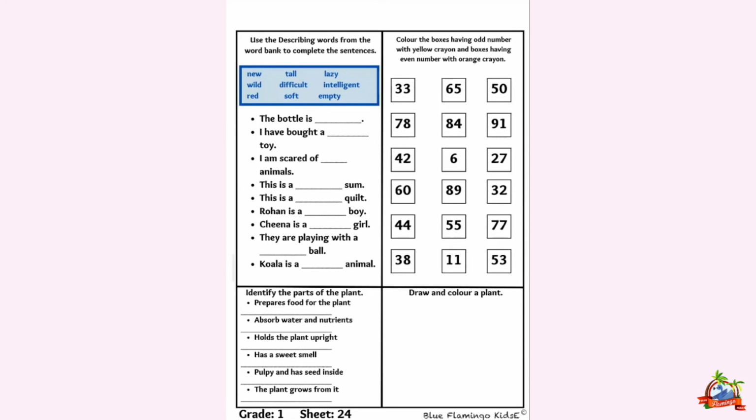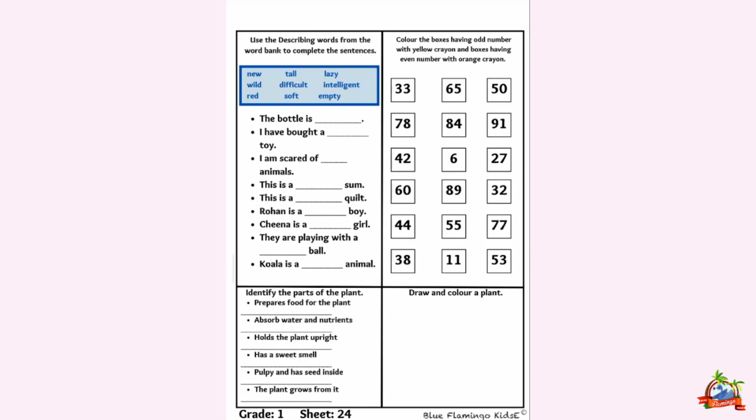The third one, holds the plant upright. प्लांट को स्ट्रेट खड़ा रखने में क्या हेल्प करता है? Holds the plant upright. स्टेम. Yes, stem holds the plant upright. So in this way you have to read these hints, understand them, and then you will automatically identify which part it is, कि ये कौन सा part है.